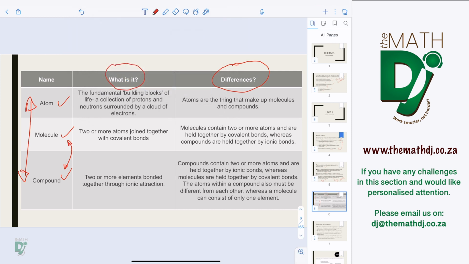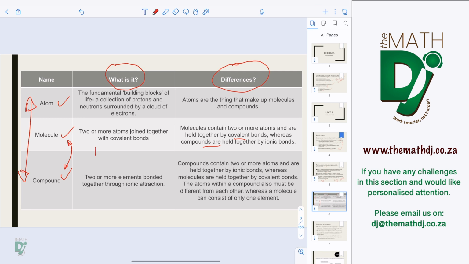So now, molecule: two or more atoms are joined together with covalent bonds. Difference: molecules contain two or more atoms and are held together by covalent bonds, whereas compounds are held together by ionic bonds. So these are ionic and covalent bonds. They are covered in the units that are going to come, but for now, just to give you an appetizer, covalent bonds are formed using electrons.